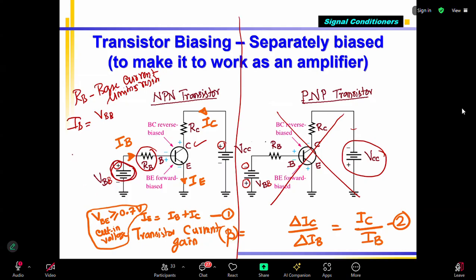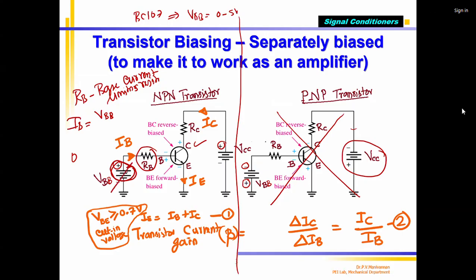This voltage you can give, for example, if I take BC107, VBB can be given from 0 to 5 volts. So that means I can vary this voltage from 0 volts, 1 volt, 2 volts, anything, even 2.2, any value between 0 to 5.